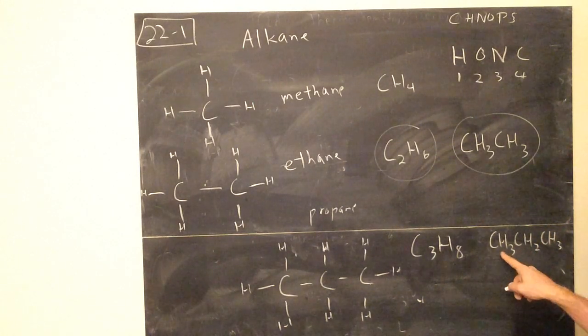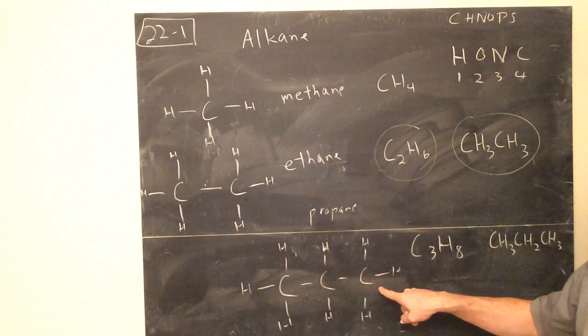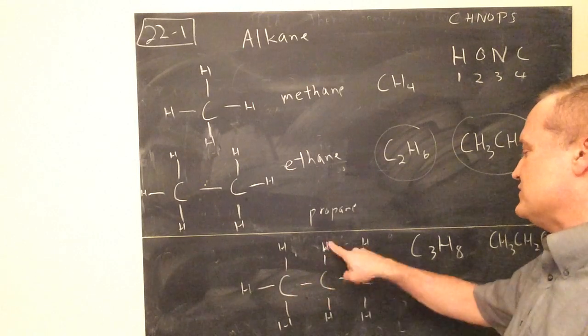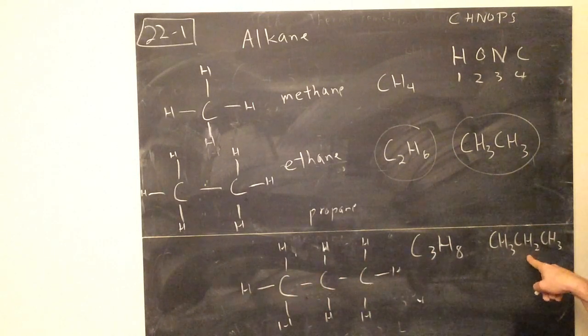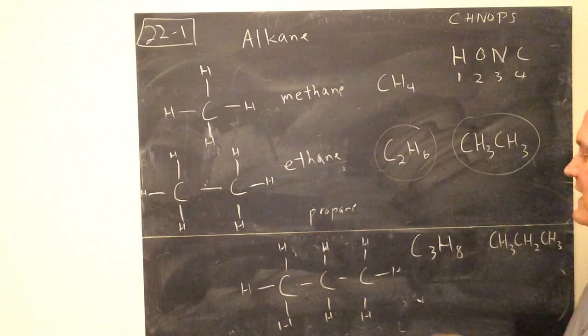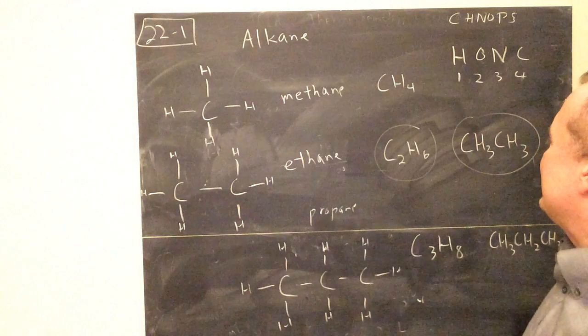So this kind of tells you the order. It's a way to write this down: CH3, CH2, CH3, like that. Okay, they're both acceptable. Methane, ethane, propane. Okay, you might be noticing a pattern here. You might or might not.